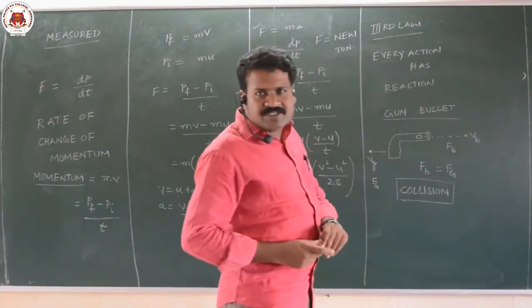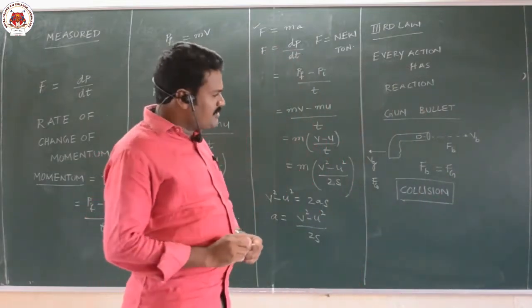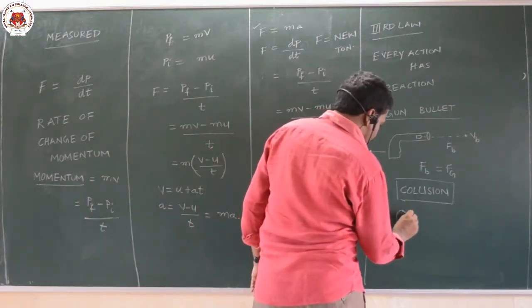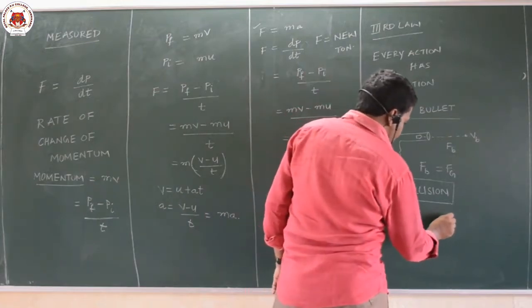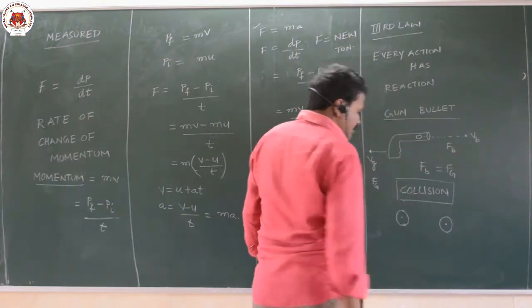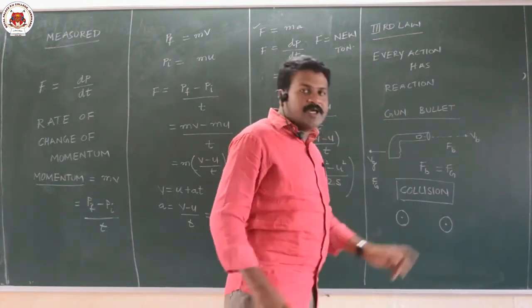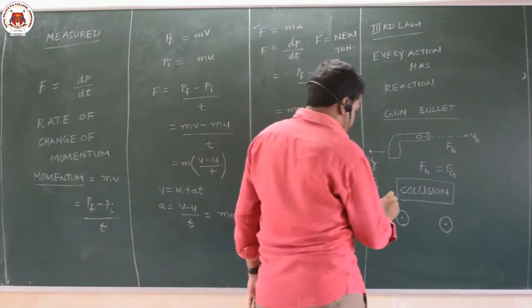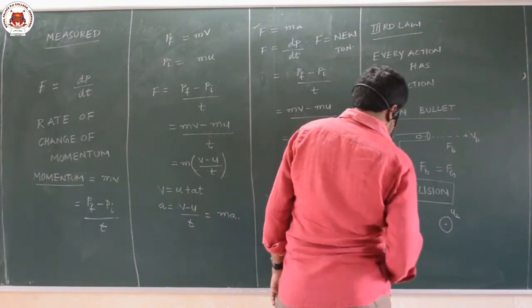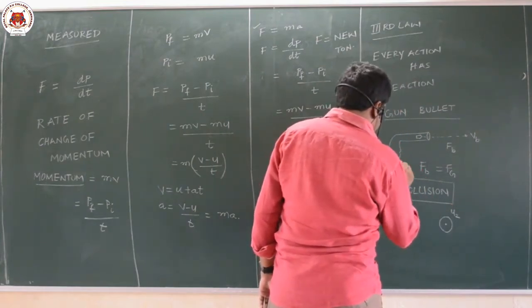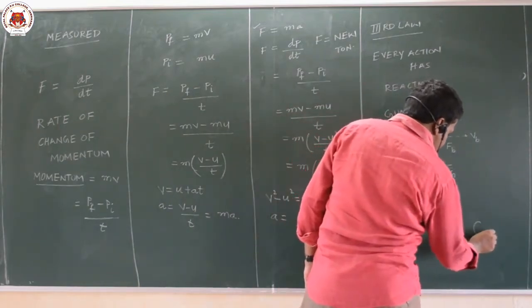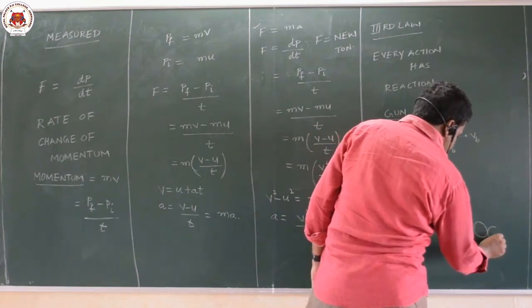What is collision? It is nothing but an accident. Suppose consider two bodies M1 and M2 moving on a straight road such that their centers are on the same line. The velocity of the first one I will take as u1, and the velocity of the second one as u2. If u1 is greater than u2, then after some time they will collide.